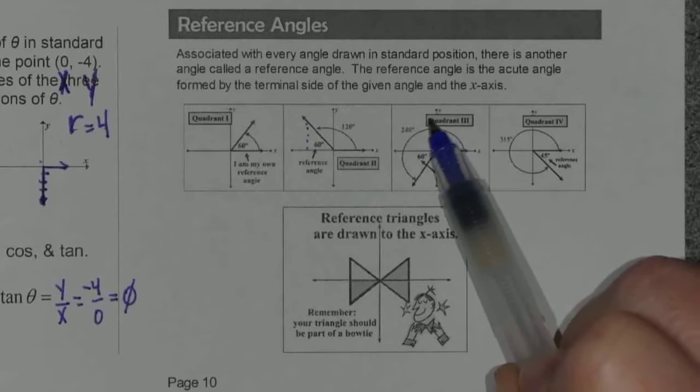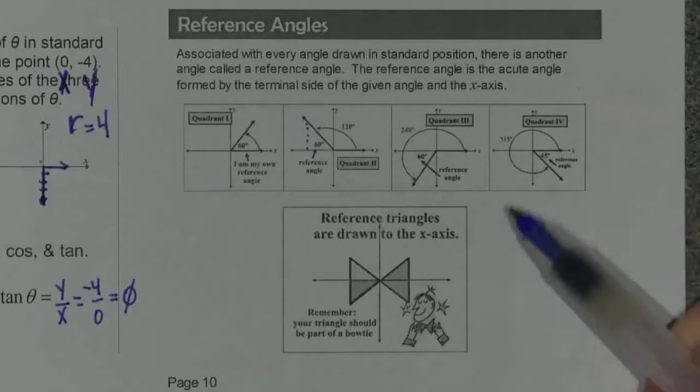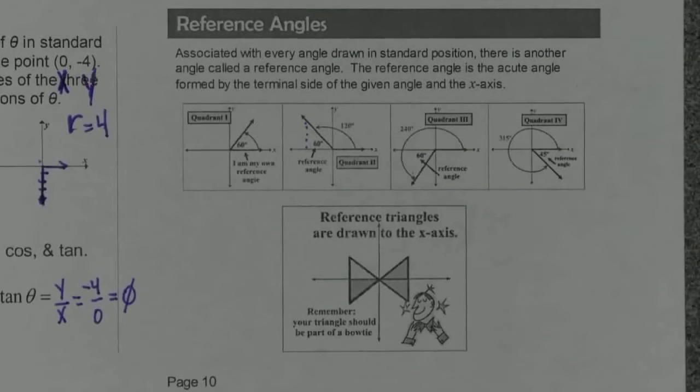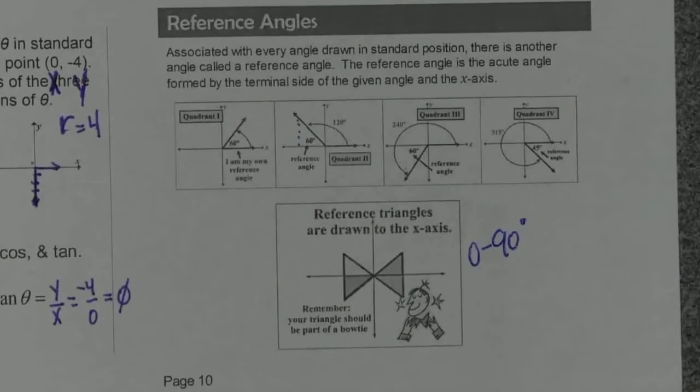Here we drew a 240-degree angle, but if we were going to draw our triangle up, we really only used the 60-degree angle to figure out what that was. So we really are using what we call a reference angle. A reference angle has to be between 0 and 90 degrees. Okay, it doesn't go over that. And that's because we're going to always reference it to the x-axis, which is going to make it an acute right triangle there.